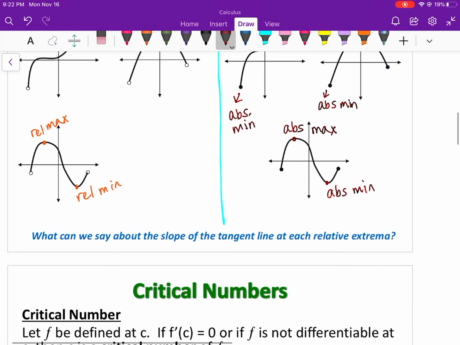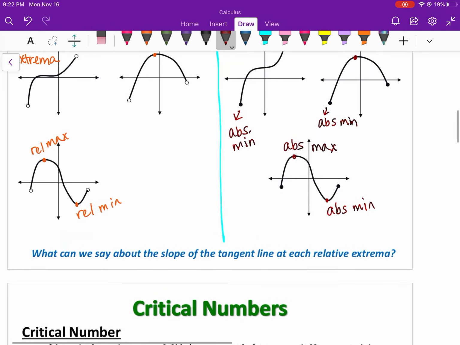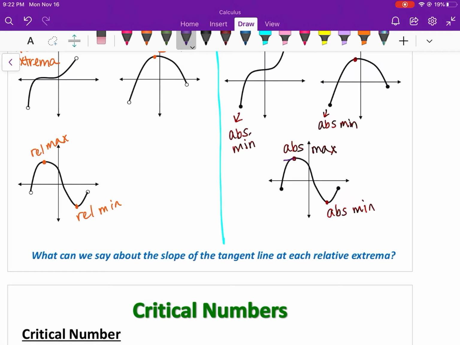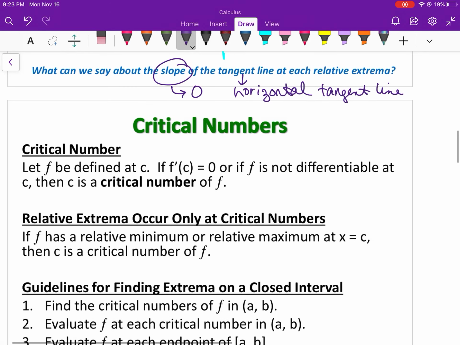Okay, let's go back and answer the question. The slope of the tangent line at each relative extrema, we know from Unit 1, is 0. So that slope is going to be 0 because you're going to have a horizontal tangent. Okay, critical numbers. A critical number happens when your derivative is equal to 0 or when your function is not differentiable. So that could be a place where f prime of c is not defined.